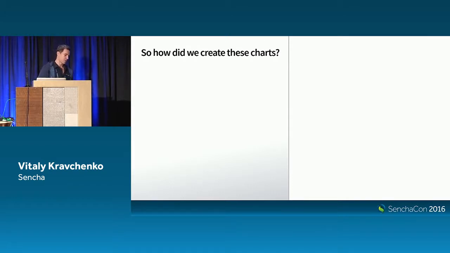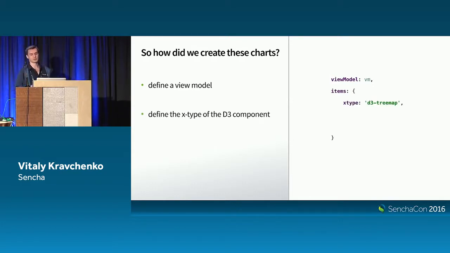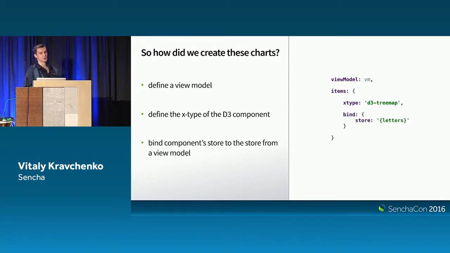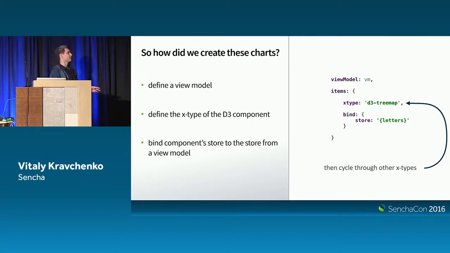So how did we create these charts? We start by defining a view model somewhere in our view. Then we proceed by defining an xtype of the component, let's say d3-treemap. Then we bind the store of this component to a store in our view, in this case, the letters of the English alphabet. And then we simply cycle through other xtypes. So we just replace the d3-treemap with d3-tree, d3-sunburst, and so on. That's how we got the images that you just saw.